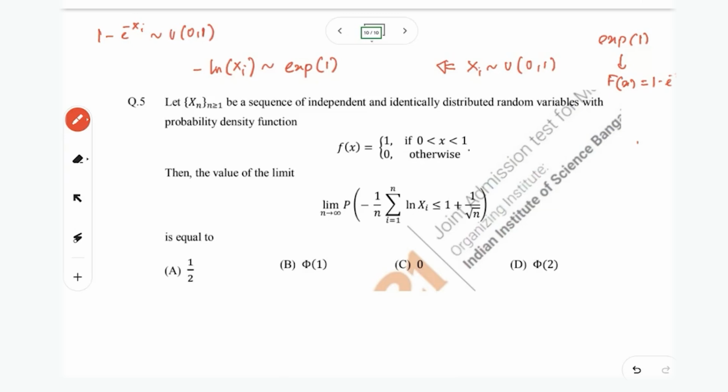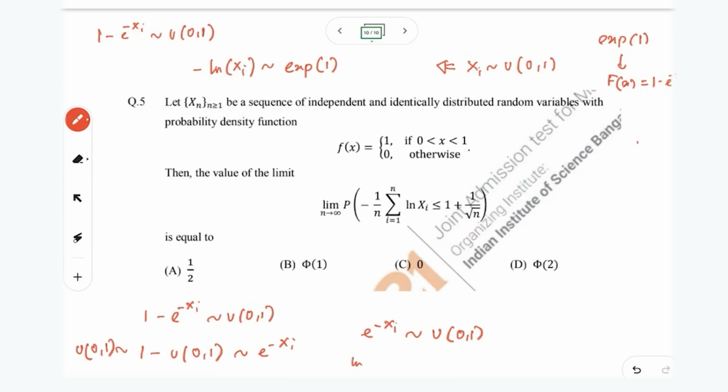So you can just change now. 1 minus e to the power minus xi will follow uniform 0, 1. So 1 minus uniform 0, 1 is equivalent to e to the power minus xi. Now this 1 minus uniform 0, 1 also follows uniform 0, 1. So therefore e to the power minus xi follows uniform 0, 1. These are all one-to-one equations.